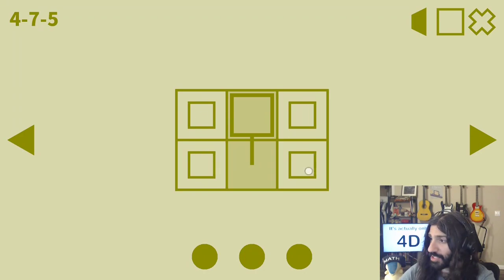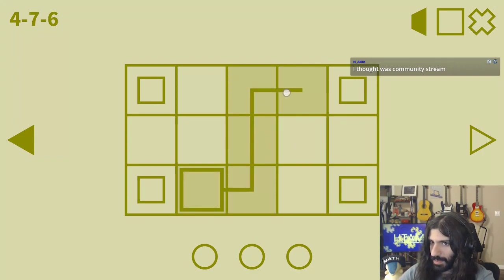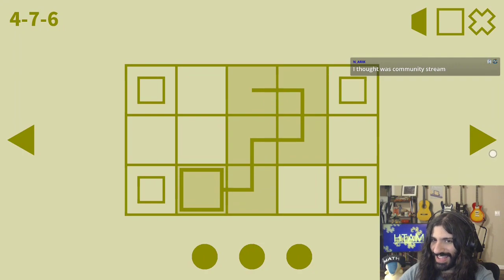Ah! Maybe they just link up. Yeah, okay. They link into a square? That's it? My brain. Nice. Okay. They link into a square.